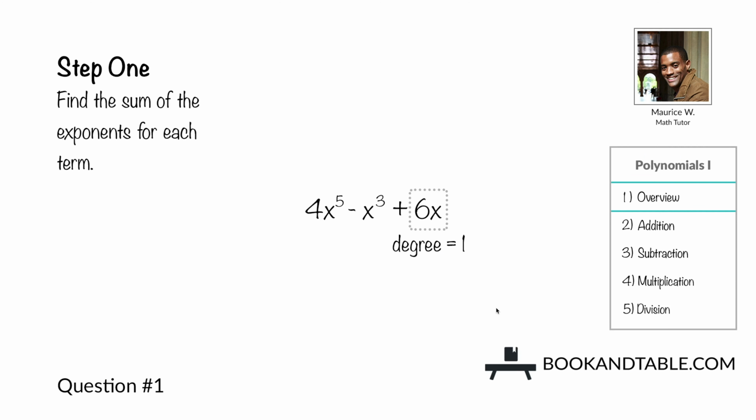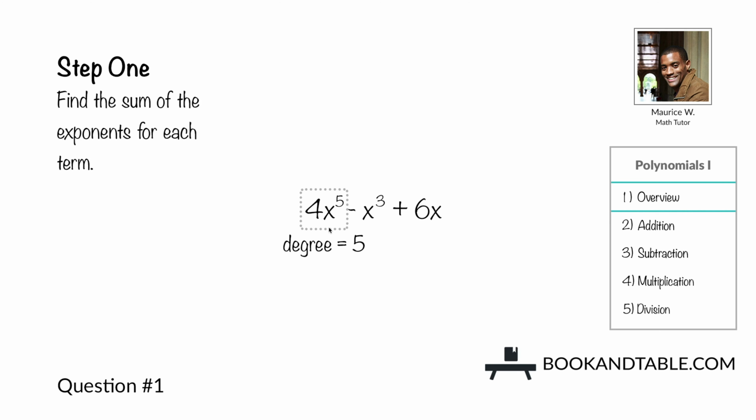Question number 1, we had the polynomial 4x to the 5th minus x to the 3rd plus 6x. To find the degree, we want to find the sum of the exponents for each term. So this first term, we have 6x. The exponent for the x is 1. So the degree of this term is equal to 1. Then we have x to the 3rd. This variable has an exponent of 3. So this term has a degree equal to 3.